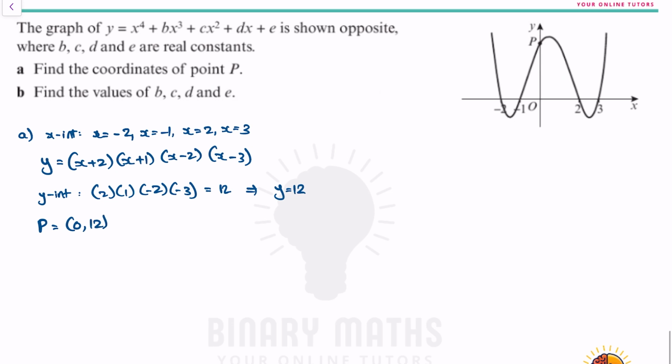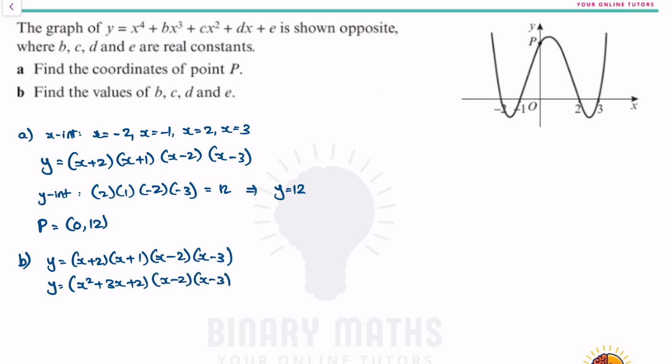For part B, we're trying to find the values of little b, c, d, and e. So I already know that my equation is of this form. The non-expanded form is this. So all I need to do is expand it to get my answer. So let's expand the first two brackets. I get x squared plus 3x plus 2 times x minus 2 times x minus 3.